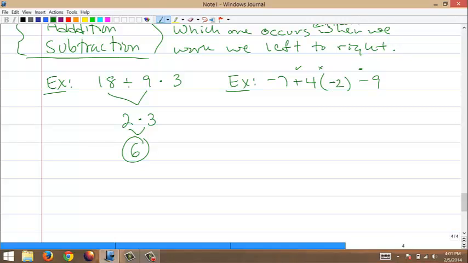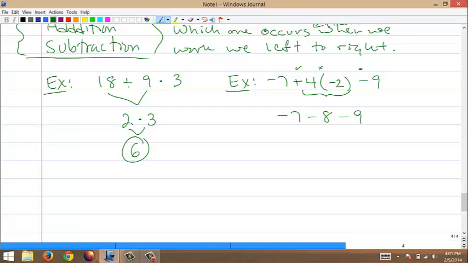So there's no parentheses, there's no exponents, so the next thing on our list would be the multiplication. So we actually want to go in here to the middle, perform our multiplication. So we're multiplying a positive times a negative, so remember our answer should be a negative. So 4 times negative 2 gives us a negative 8. So bringing that down, we get negative 7 minus 8 minus 9.